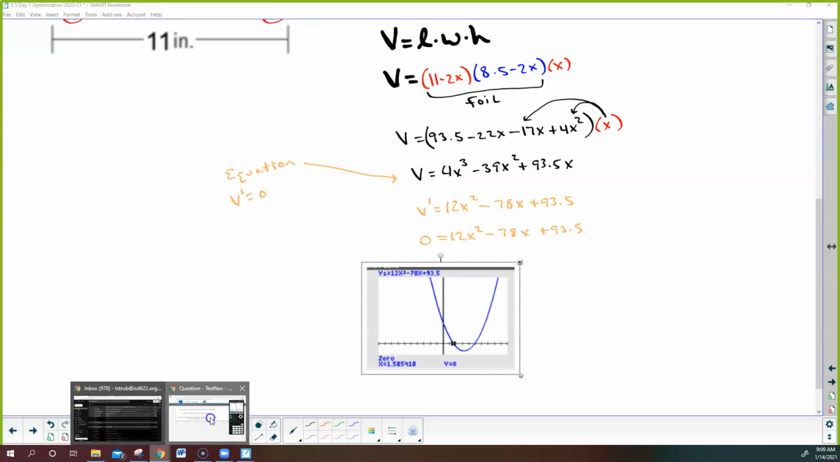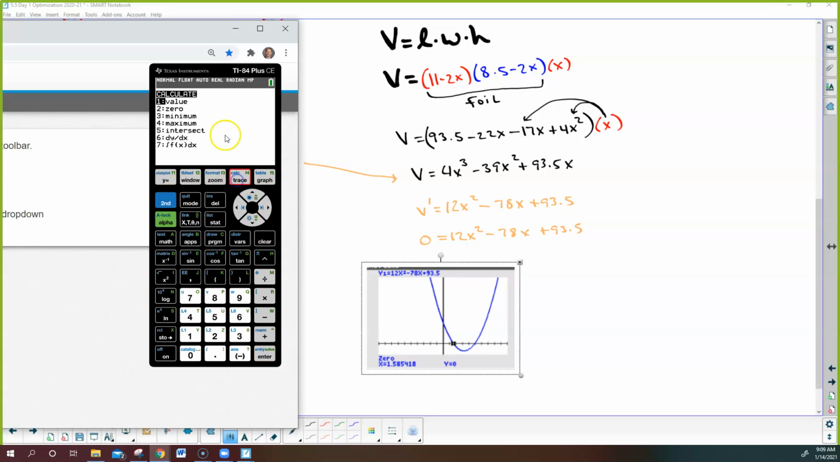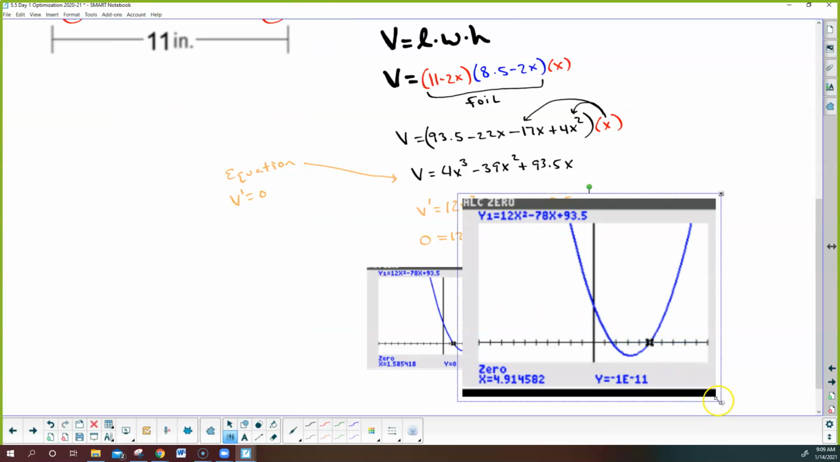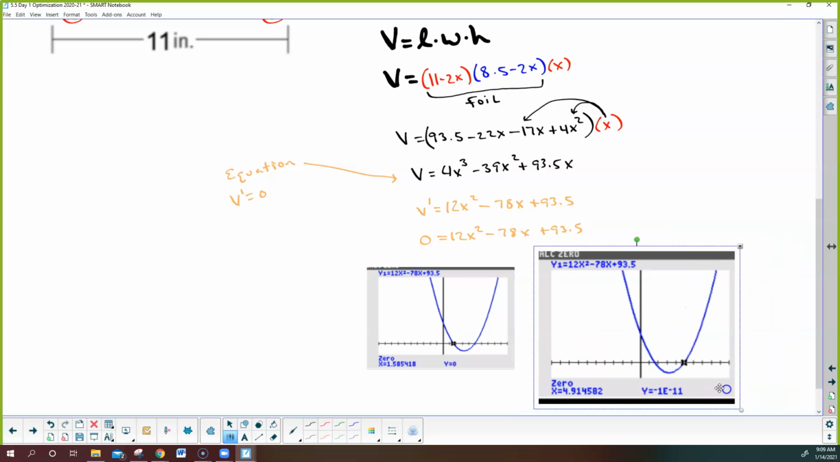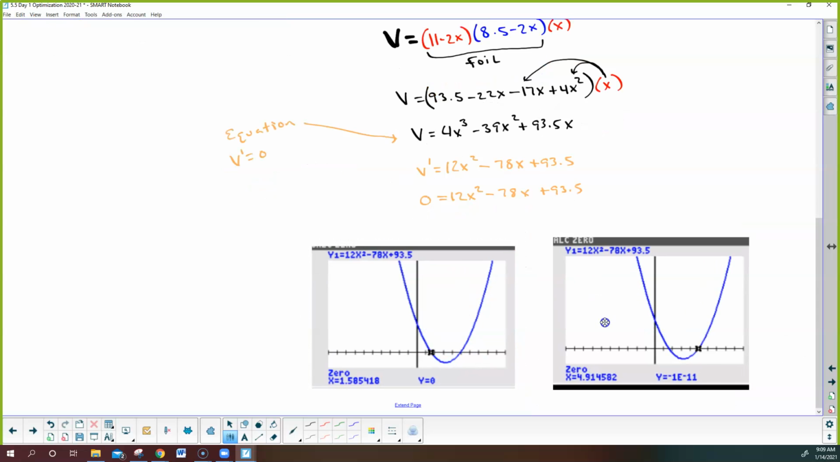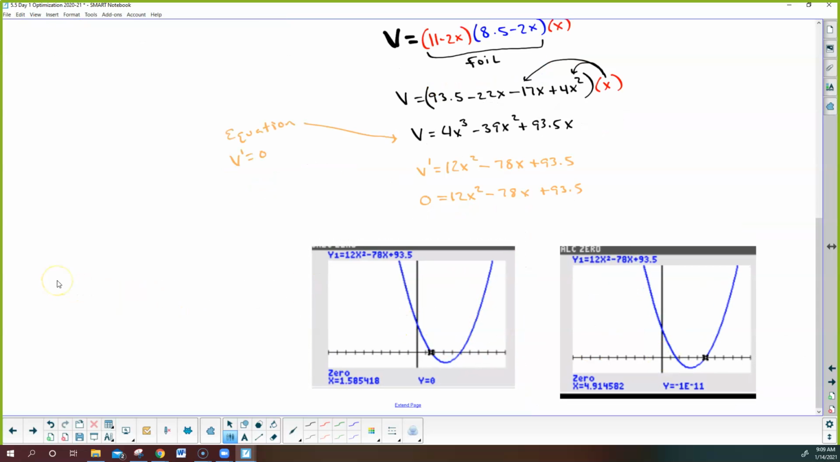And then I do want to find the other one. So second calc, 0. This time your left bound is going to be below the 0. And then I'm going to scroll over to the right bound, guess, and here's my other 0. I will say this, if you are not super comfortable with your calculator skills yet, that might be a sign for you to come in, and we should talk about that, because I'm assuming you guys know how to do this in your calculator pretty quickly.